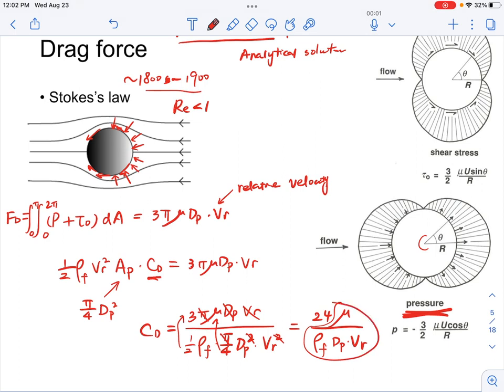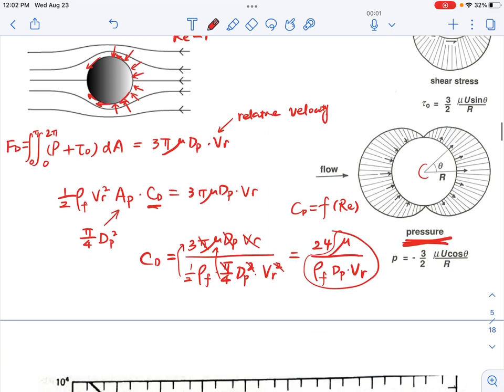So what is this term? We said that CD is a function of the Reynolds number. So what is the Reynolds number?